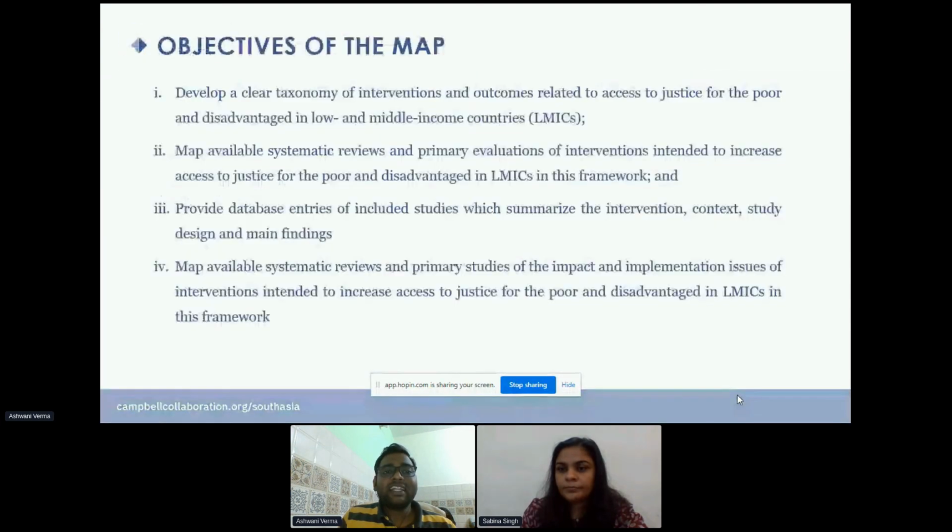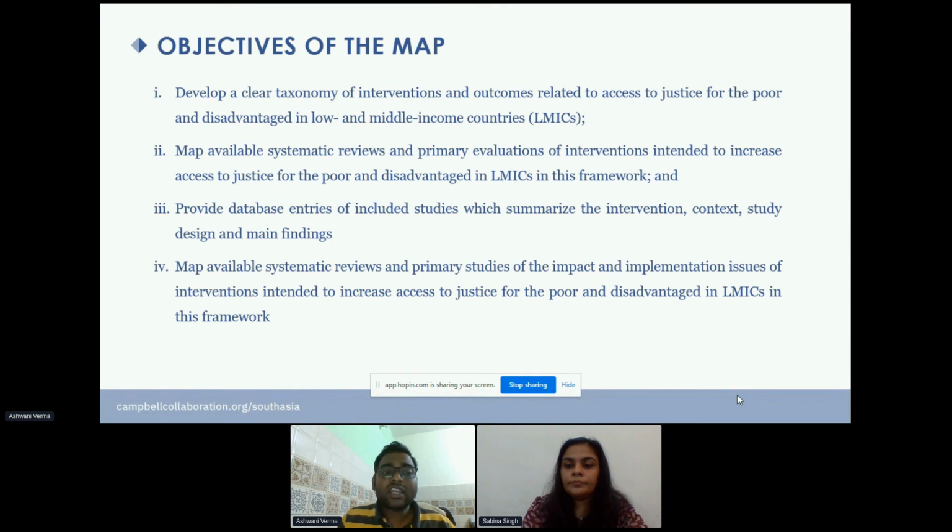So what is the objective of this map? We would like to develop a clear taxonomy of the interventions and outcomes related to access to justice in low and middle income countries. This map specifically includes the primary evaluations and the systematic reviews of interventions intended to increase justice for the poor and disadvantaged in LMICs.